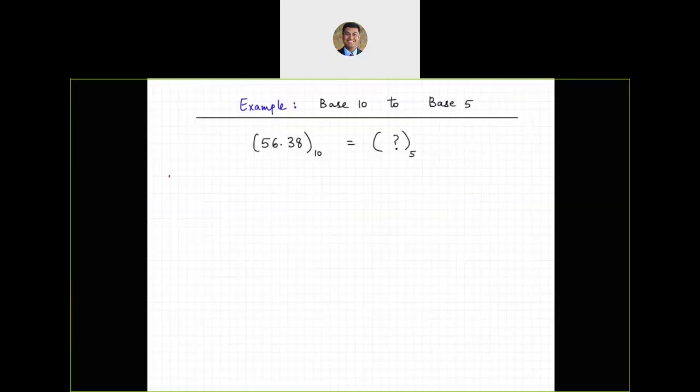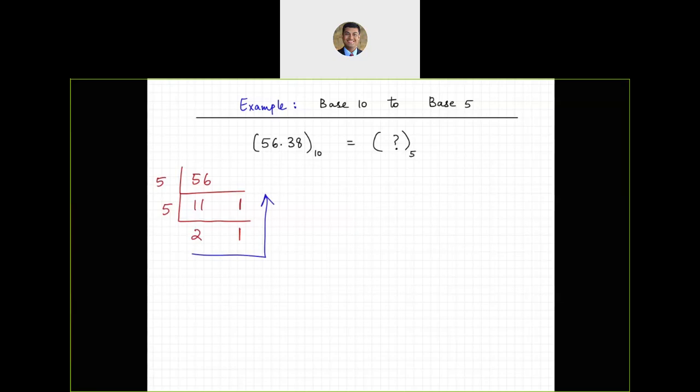Same thing. So 56, integer part, keep dividing it by 5 and record the remainders. 5 times 10 is 50, remainder is 6. Oh, sorry, I can go one more. Why did I stop here? 5 times 11 is 55. Remainder is 1. Next, 5 times 2 is 10, remainder is 1 again. That's it. 2 belongs to the base 5 number system, so I can stop here. I read the answer in the reverse fashion. So for the integer part, it would be 211 in base 5. Just for the integer part of the decimal.